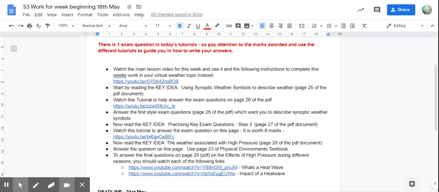So how would high pressure in summer affect us? And it does say, what are both the advantages and disadvantages? Now, you've done a very similar question in terms of air masses. How would a tropical continental, how would a tropical maritime in winter or summer affect us? Now we're just thinking about air pressure. So if we had high pressure in summer, how's it going to affect us? What are the pros and the cons?